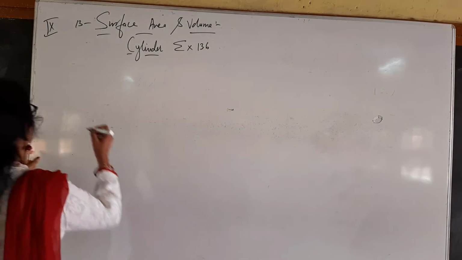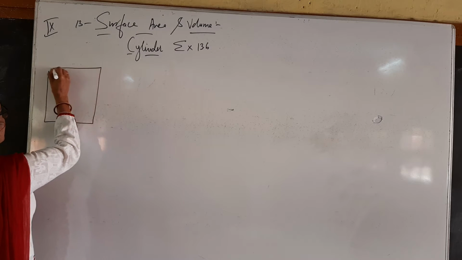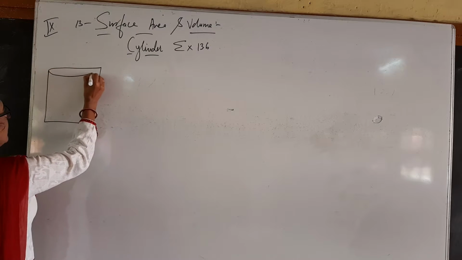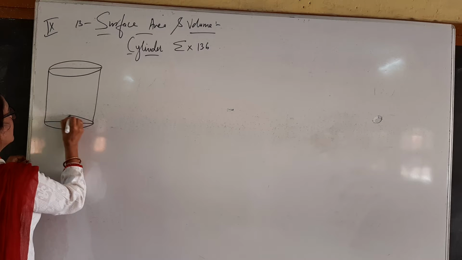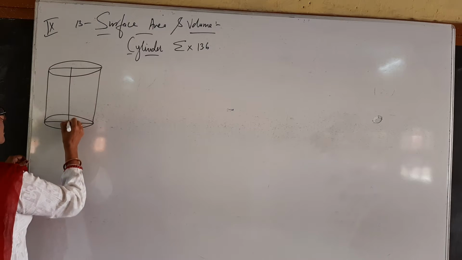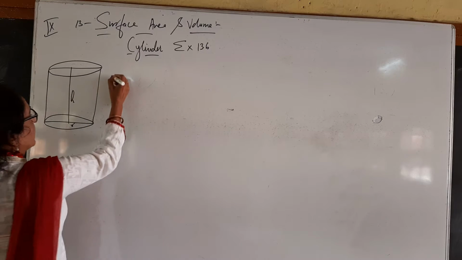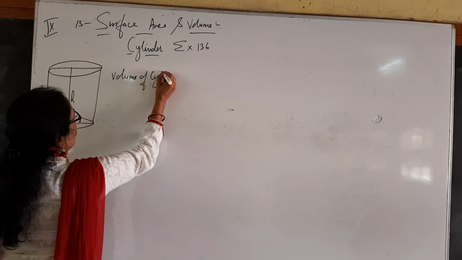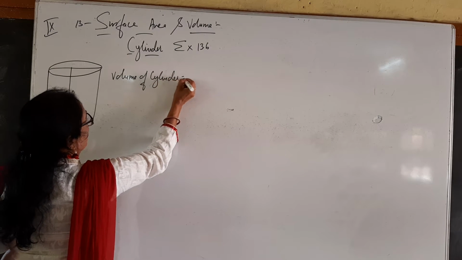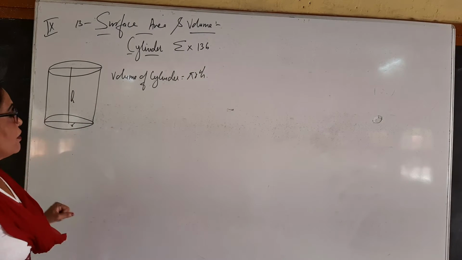We have done the volume of cuboid, cube, and now today we will do volume of cylinder. As you know, a cylinder is of this form. This is the cylinder of height h and r is the radius. Volume of cylinder is pi r square h.